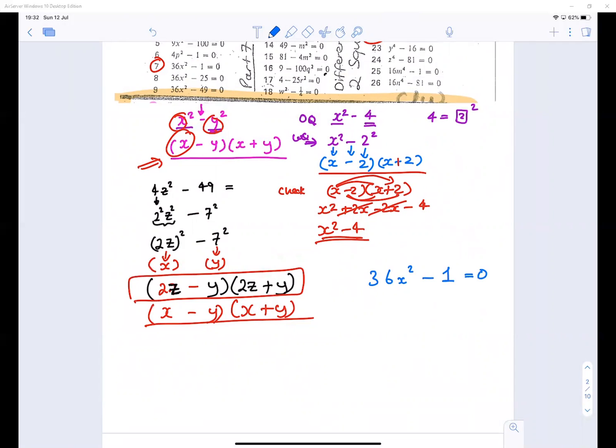Right, how do we factorize this? Square root of 36 is 6. And then the x squared, yeah. And then the square root of 1 is just 1. So how do you write the next line? You put 6 and the x in brackets, and then put squared around it. And then minus 1 squared. And then plus on the other one.